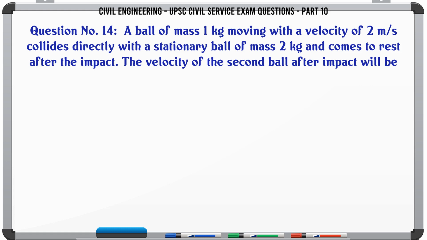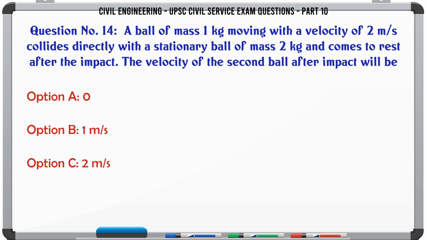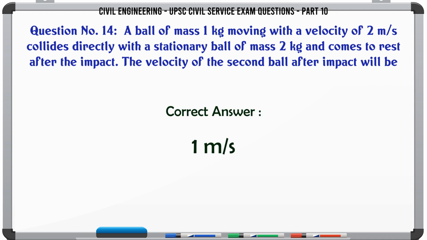A ball of mass 1 kg moving with a velocity of 2 m/s collides directly with a stationary ball of mass 2 kg and comes to rest after the impact. The velocity of the second ball after impact will be A. 0, B. 1 m/s, C. 2 m/s, D. 4 m/s. The correct answer is 1 m/s.